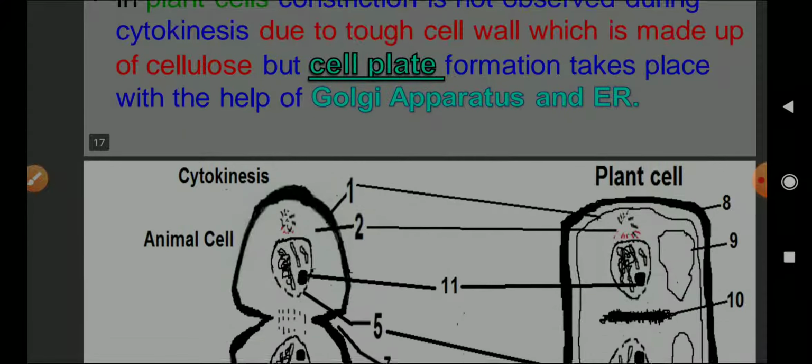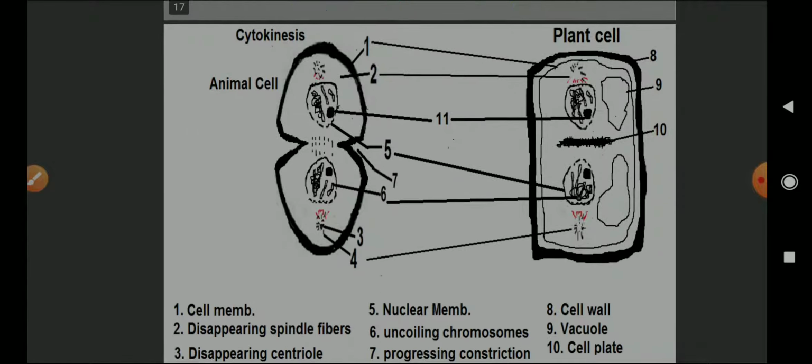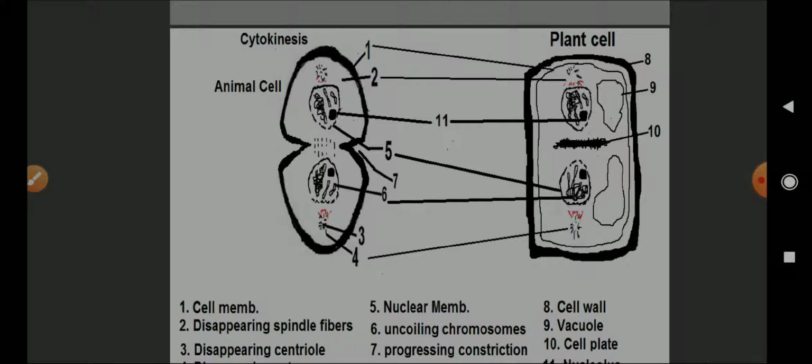Let us see how it takes place. The process of cytokinesis begins in animal cell from outside to inside, while in plant cell it begins from inside to outside. So I hope you understood this diagram.